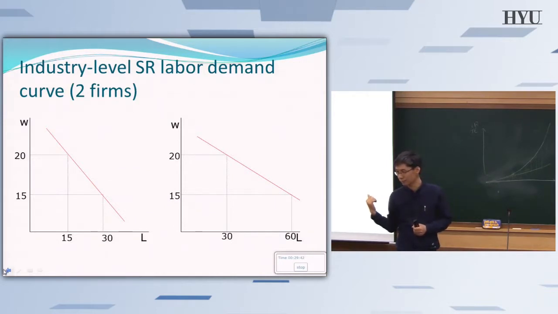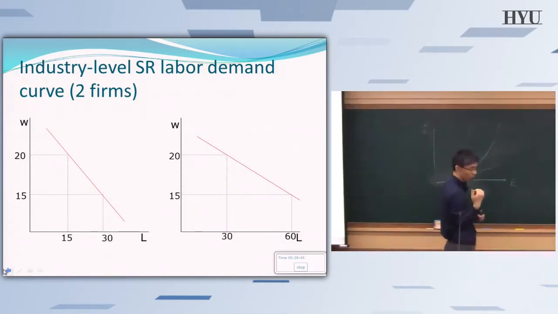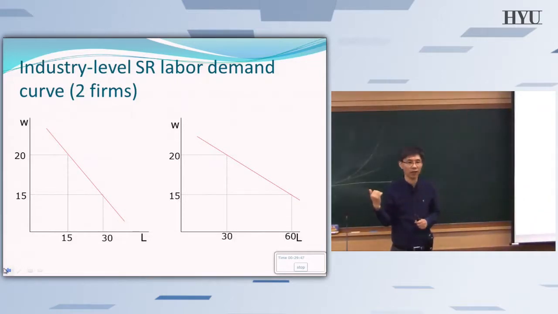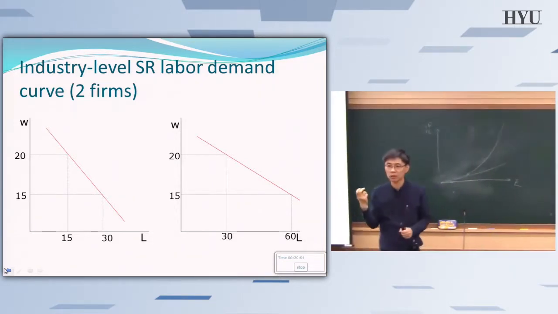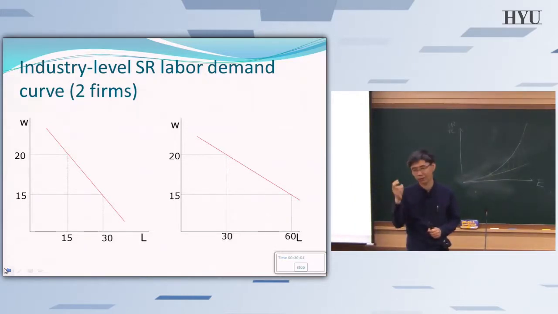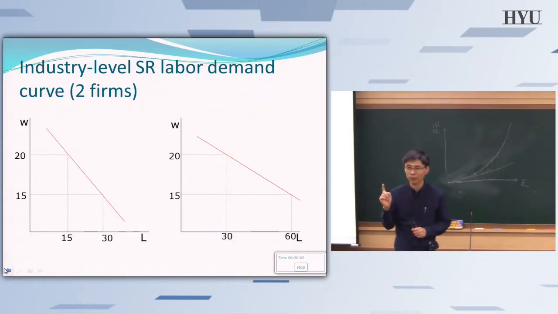Get it? If the price falls, then the value of marginal product of labor will fall, because VMP is P times MP, and P becomes smaller. So VMP will be smaller. That means the industry should hire fewer workers. Which means something like this.